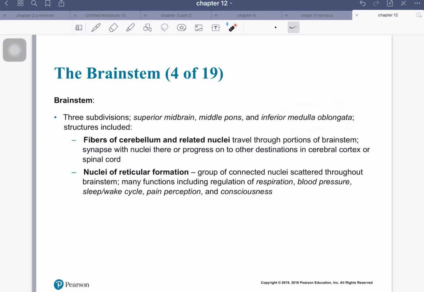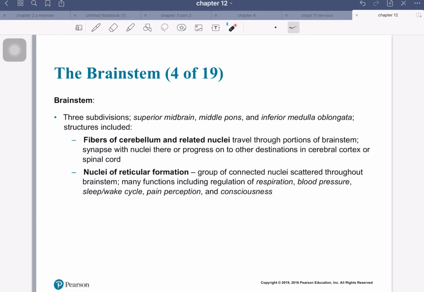Fibers from the cerebellum and related nuclei travel through parts of the brainstem, because think about where the cerebellum is. It's right there at the brainstem. And we have those peduncles, which bring information in and out of the cerebellum.